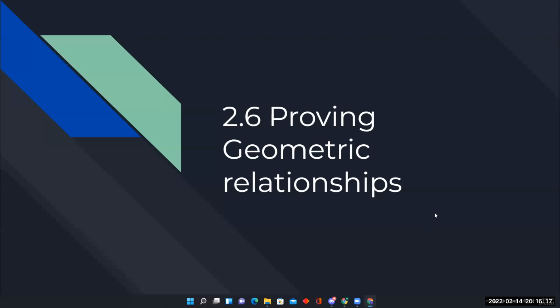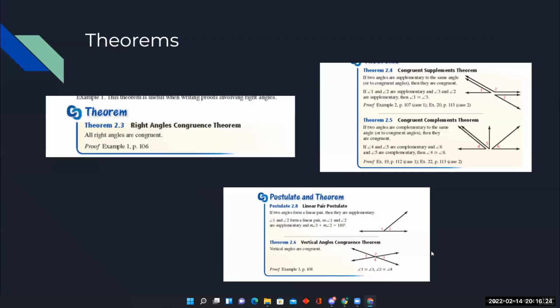Hello everyone. Today we'll be going over 2.6, proving geometric relationships. Alright, for theorems. Theorem 2.3, right angles congruence theorem. All right angles are congruent.